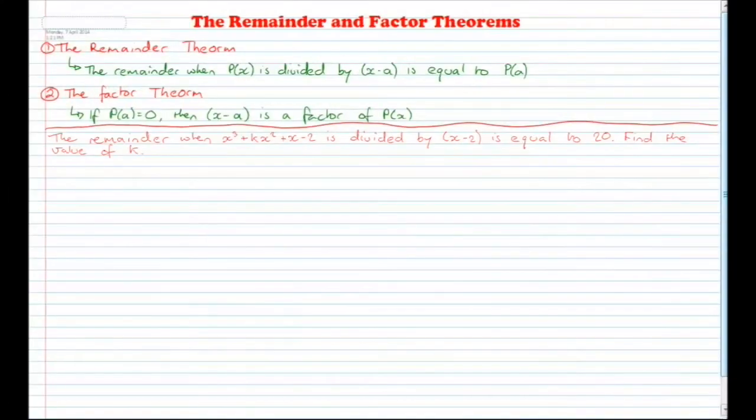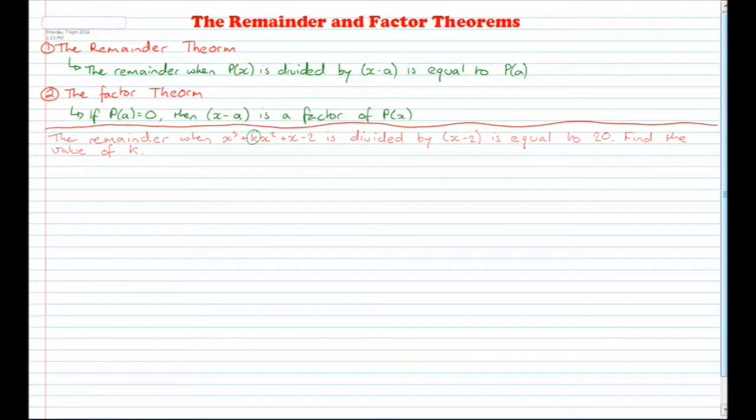Alright, so that's all well and good, but how about we up the ante a little bit and do a couple of harder worked examples? So let's check that out. So in this worked example, it says the remainder when x cubed plus kx squared plus x minus 2 is divided by x minus 2 is equal to 20. Find the value of k. So what we're actually looking for is this value k here.